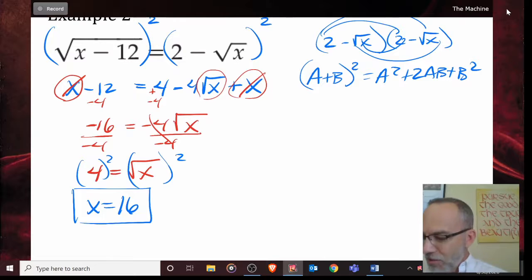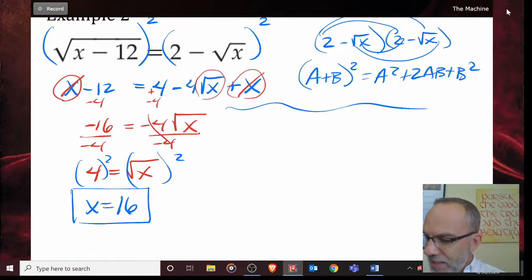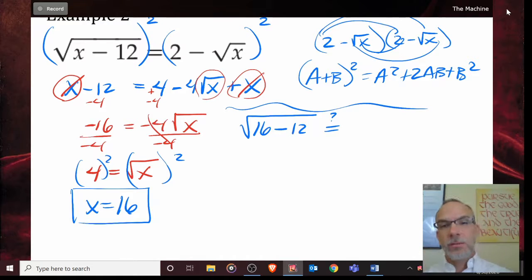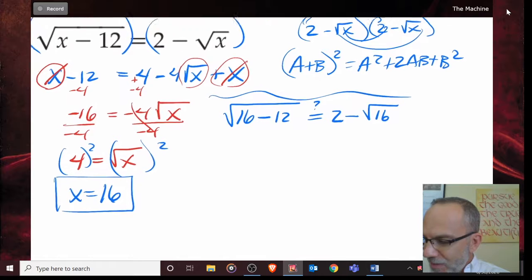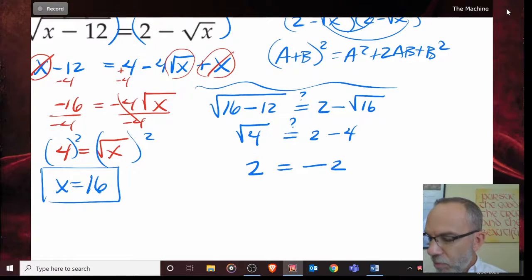Let's check it. So do the check right here. I'm going to take the original thing. I'm not going to check it down in the middle. I'm going to check it in the original thing. So is the square root of x, which is 16, minus 12, is that equal to, and again the question mark because I'm asking it, 2 minus the square root of 16. Okay, let's see here. 16 minus 12, that's the square root of 4. Is that equal to 2 minus the square root of 16, which is 4? Is 2 equal to negative 2?